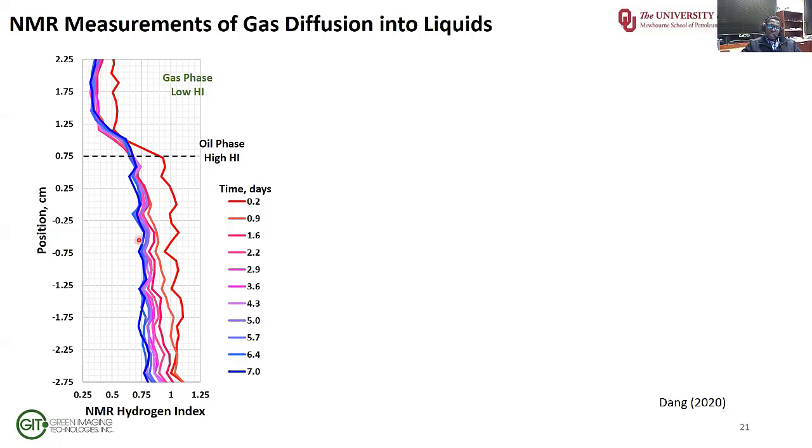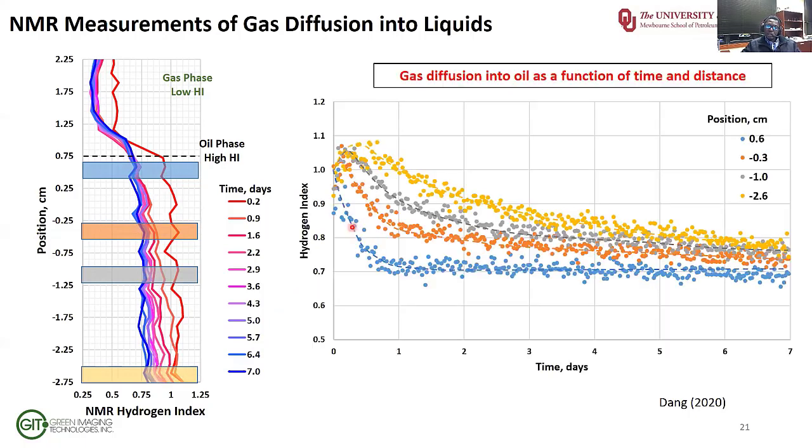And so if we zoom in at different spots along the length of our pressure vessel in the oil phase, we can look at these concentrations as a function of time. And that's what we plotted over here. So we can definitely see a reduction of hydrogen index as a function of time, which is what we expected. And using these curves, we can extract our diffusion coefficient.